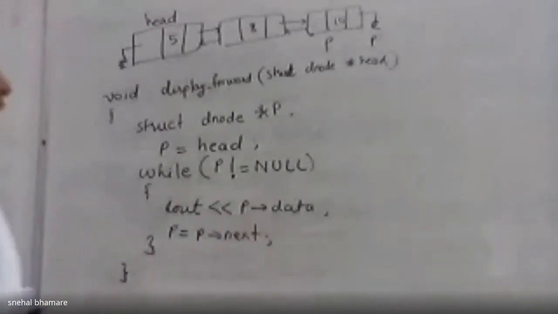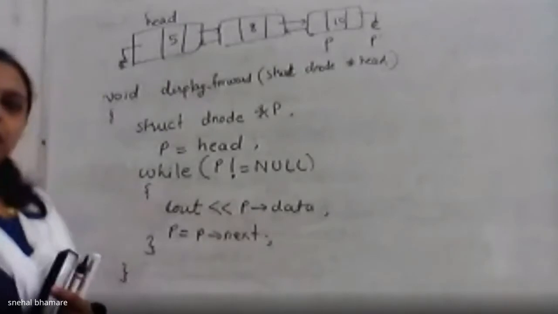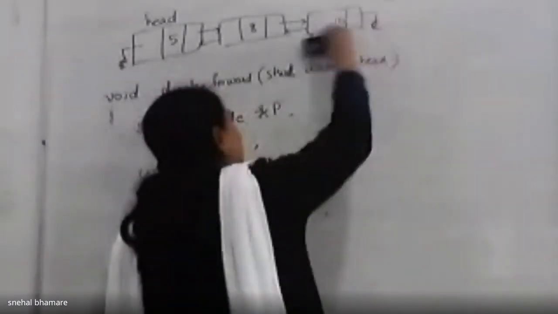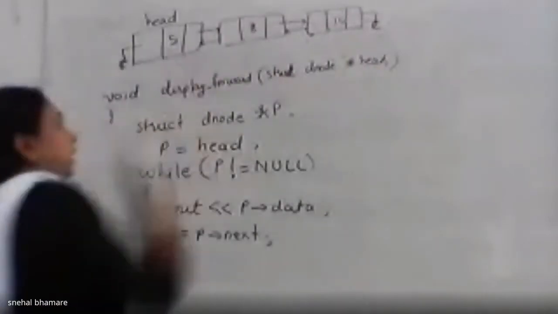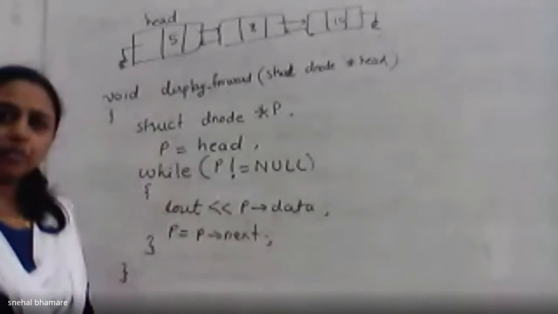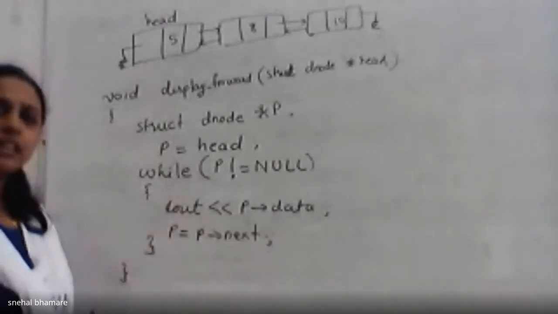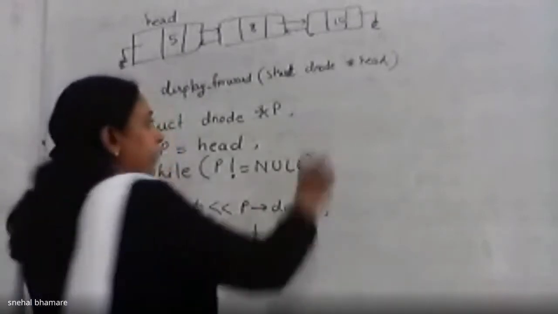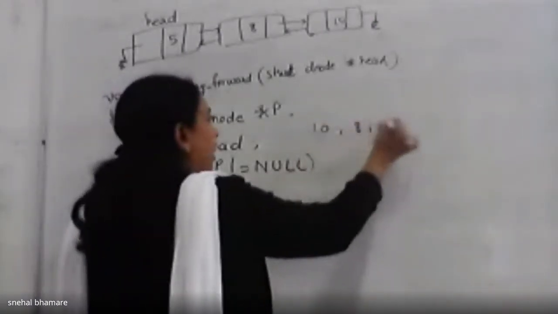Now what if I want to display the data of the doubly linked list in the reverse direction? Suppose we have this doubly linked list. It has data 5, 8 and 10, and head is pointing to the first node. Now I have to display this data in the reverse direction, that means my output should be 10, 8, 5. How are we going to do this?